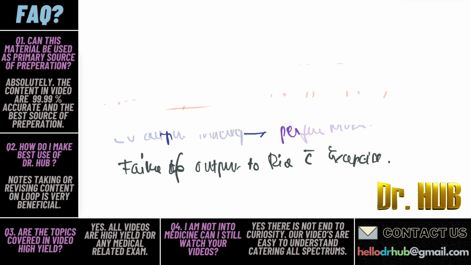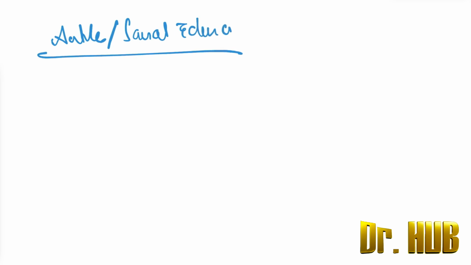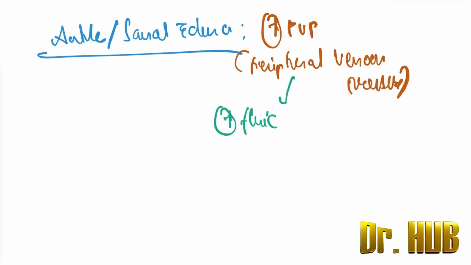The next is the ankle and the sacral edema. Why does this occur? This is due to the increase in the PVP. PVP stands for peripheral venous pressure, and this causes the increase in the fluid transudation.